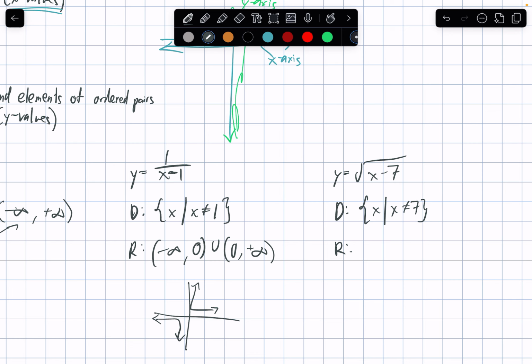How about the range? Usually, graphically, square root functions, I'm not sure if that's the formal term, but as long as there's a square root, you call that a square root function. Graphically, it's supposed to look like this. It's not symmetrical, as you can see. And in this case, the range is going to be 0 to positive infinity.